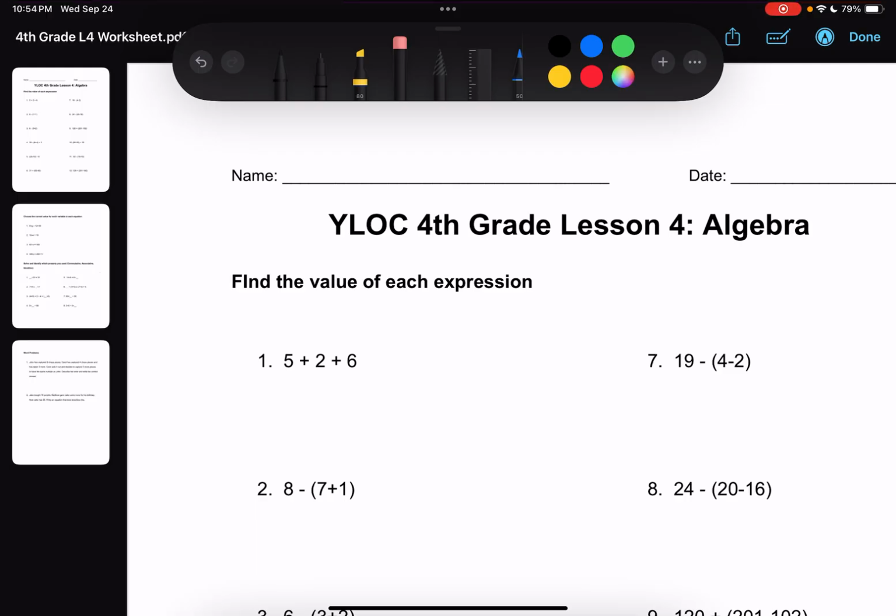Okay, the first section asks us to find the value of each expression. So if you look at number 1, it's going to be 5 plus 2 plus 6, and that gives you a total value of 13. Okay, number 2 is 8 minus open parentheses 7 plus 1 close parentheses.